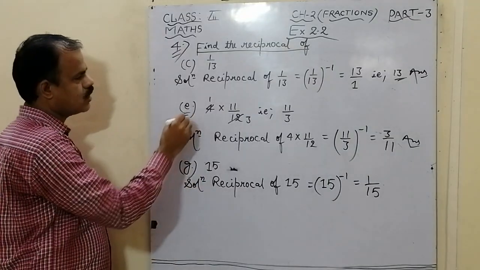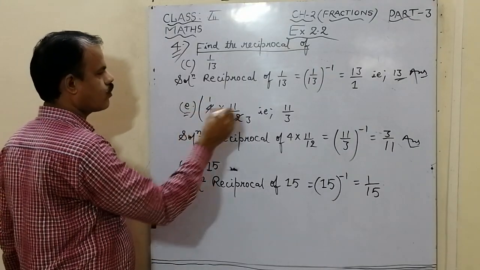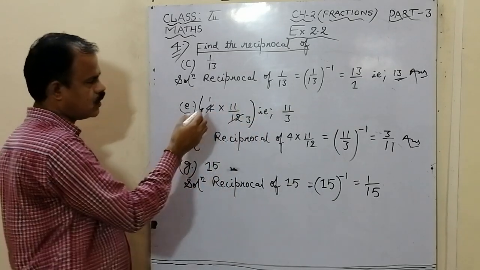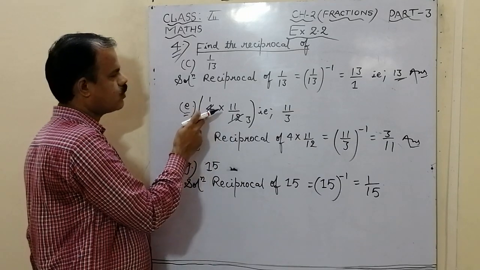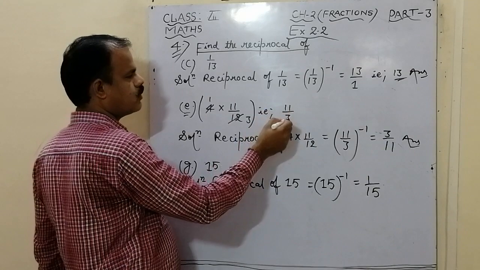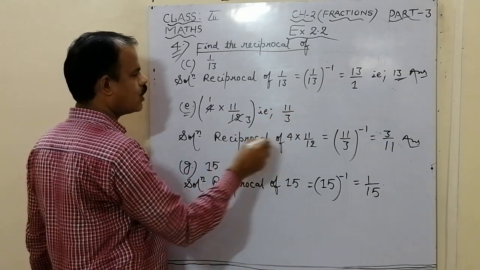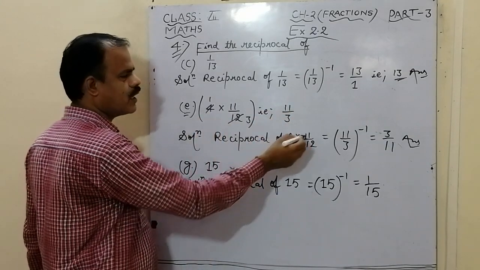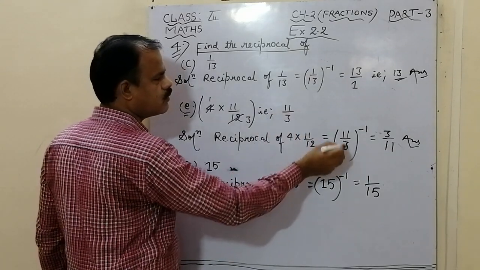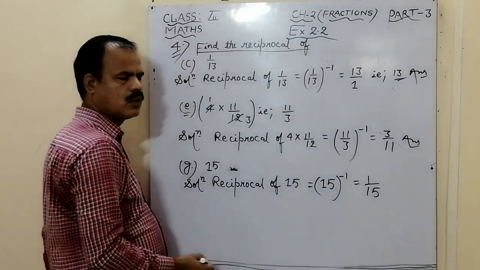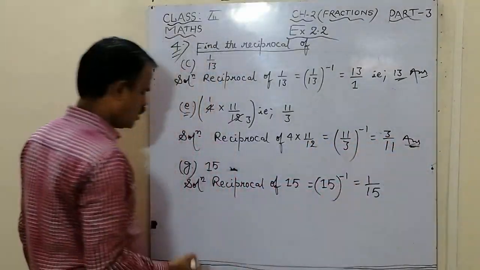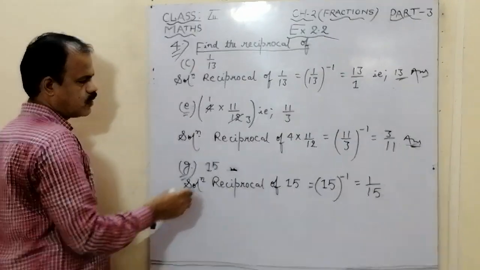See one more question, E part. 4 multiplied by 11 by 12. So look here, we simplify it. 4 ones are 4, 4 threes are 12. So the actual number is 11 by 3. Now the reciprocal of this number is 11 by 3 raised to the power minus 1. So it becomes 3 upon 11. Final answer.